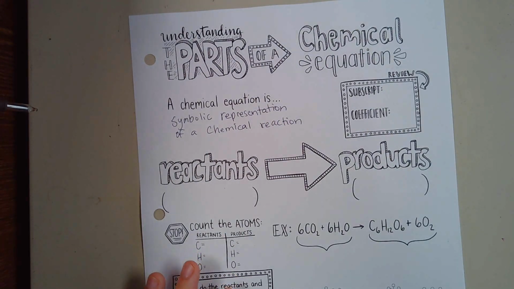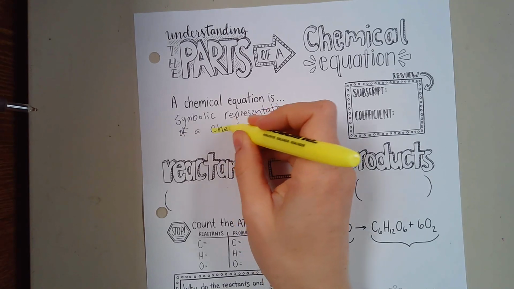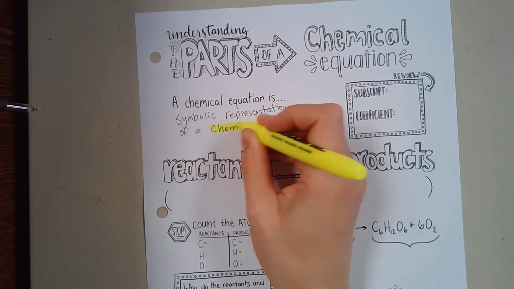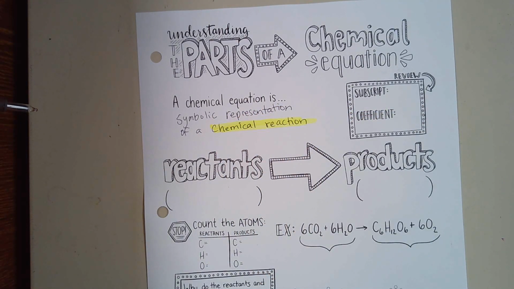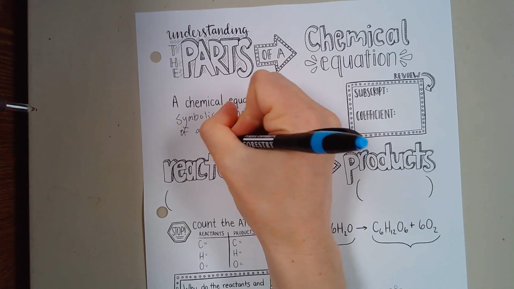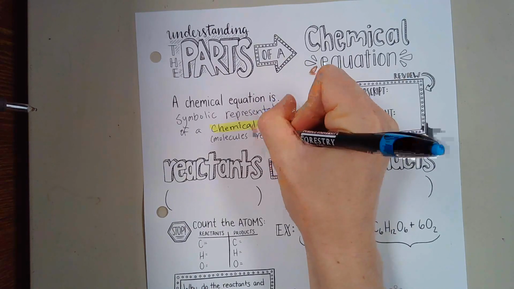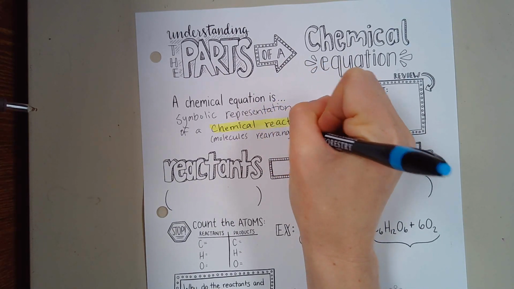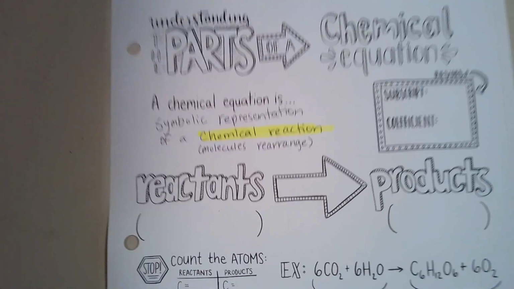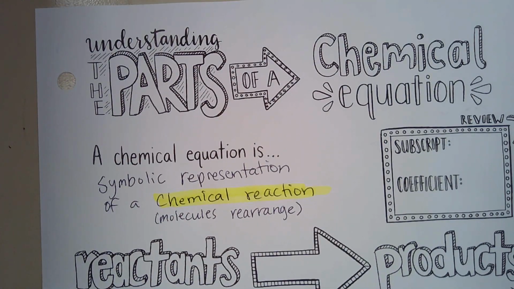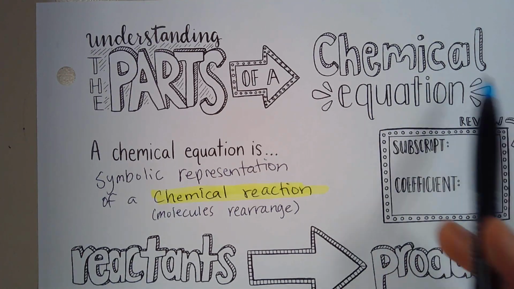A chemical reaction is when molecules rearrange. So there has to be molecules breaking apart and forming new molecules in order for a chemical reaction to occur. And we represent that by writing a chemical equation.